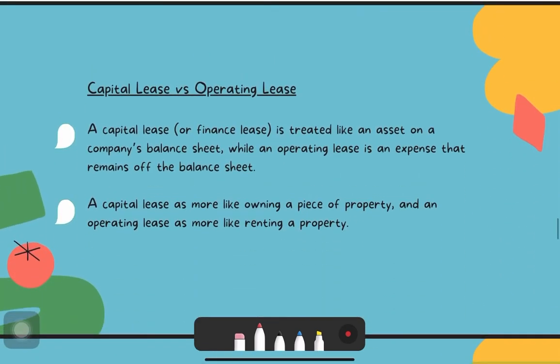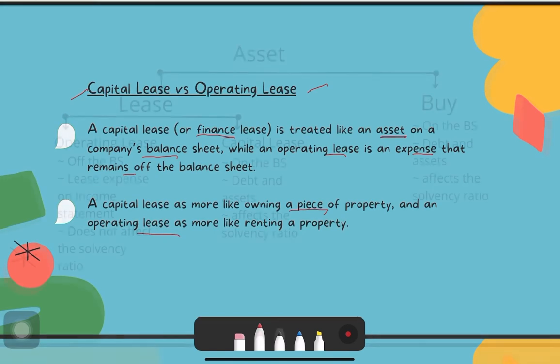All right. So there are two types of lease. It can be a capital lease or an operating lease. So what are the differences? The capital lease, or finance lease, is treated like an asset on a company's balance sheet, while an operating lease is an expense that remains off the balance sheet. So the capital lease is more like owning a piece of property, and the operating lease is more like renting a property.